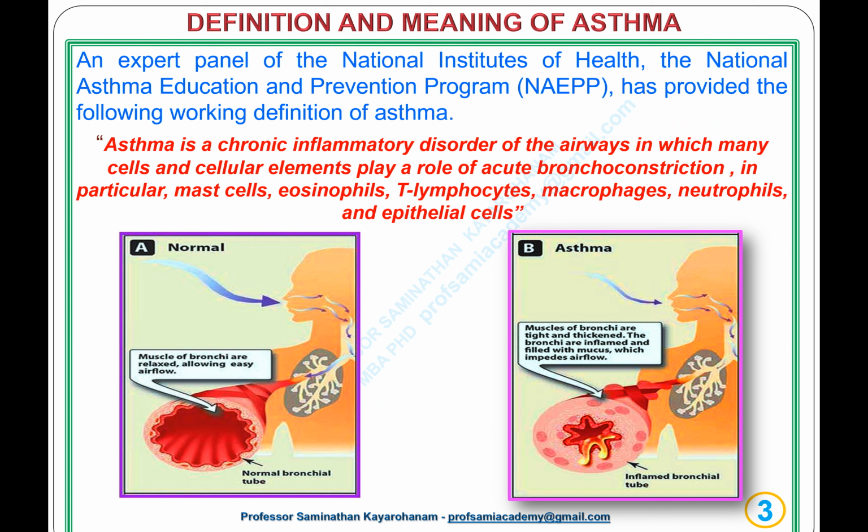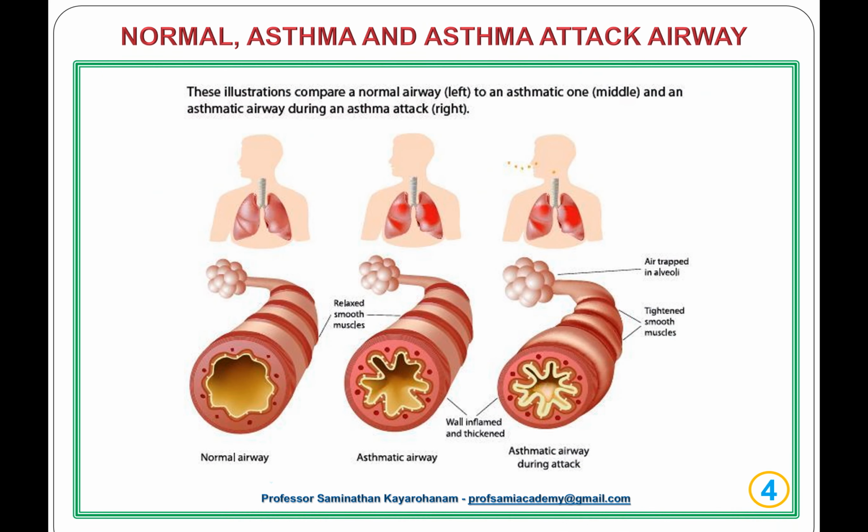In a normal person's bronchial tube, the muscles of the bronchi are relaxed, allowing easy airflow and no issue in breathing. But in the case of asthma patients, the bronchial tube is inflamed and filled with mucus. Also, the muscle of the bronchi is tight and thicker, which impedes airflow and creates difficulty in breathing. Next slide. Normal, asthma and asthma attack airway. These illustrations compare a normal airway, left, to an asthmatic one, middle, and an asthmatic airway during an asthma attack, right.